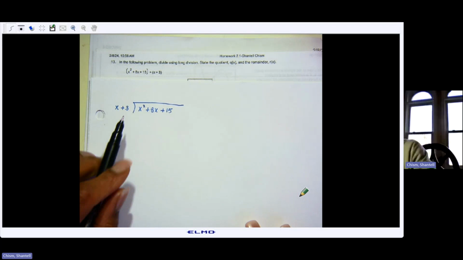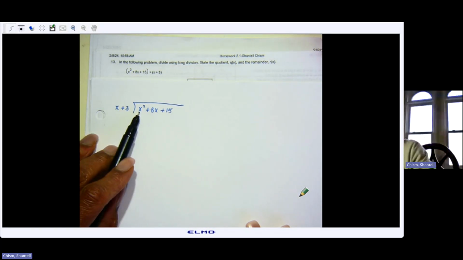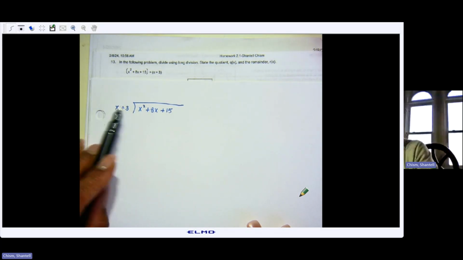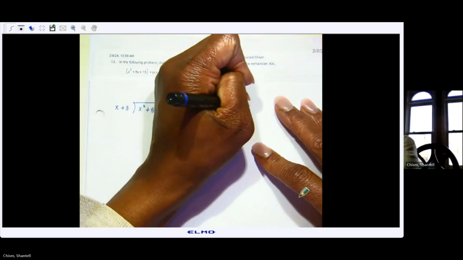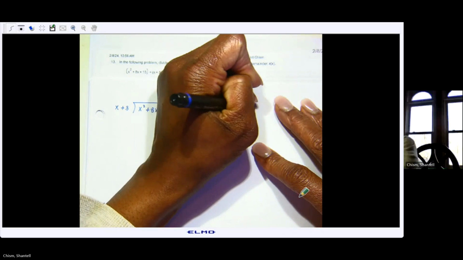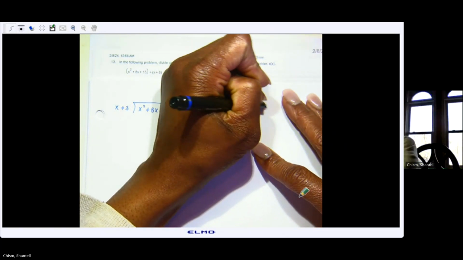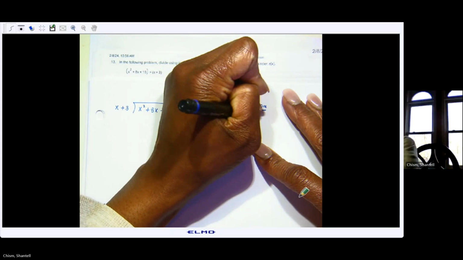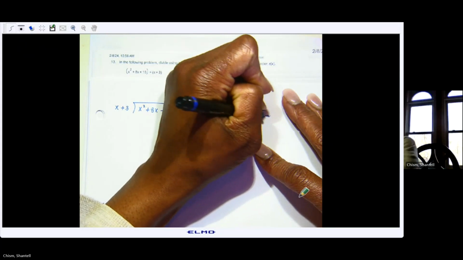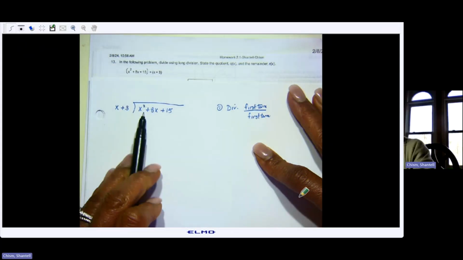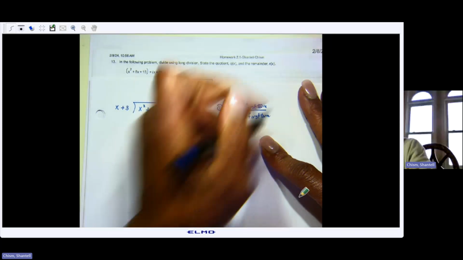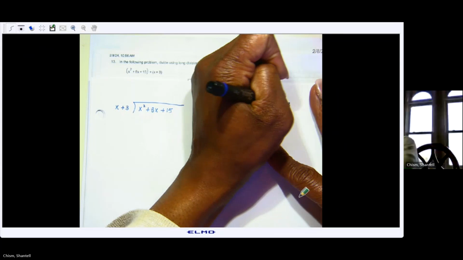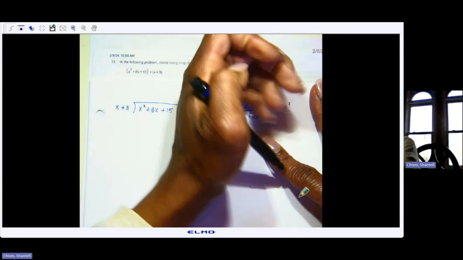So we've got the first term. We're going to divide it by the first term. So step number 1, divide first term by first term. Okay? So first term of our dividend by the first term of our divisor. So x squared divided by x.